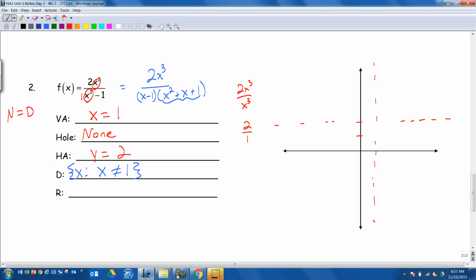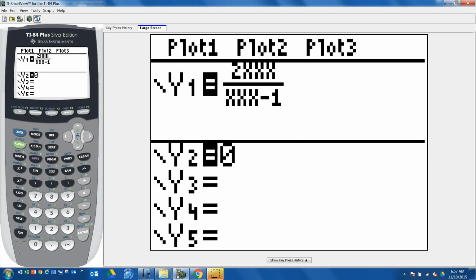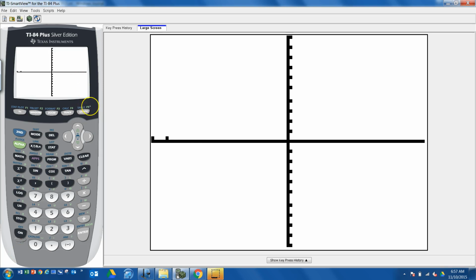If you put x as 0 in, you get 0. So the graph goes through here. And that's it. Let's graph this. I have my graph ready to go. Let's view what we have.